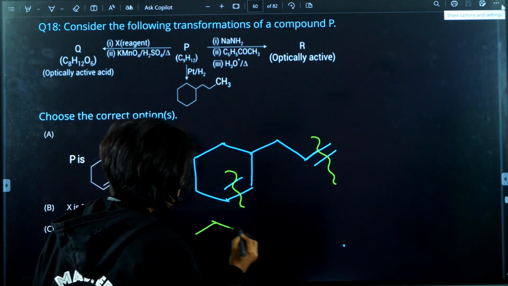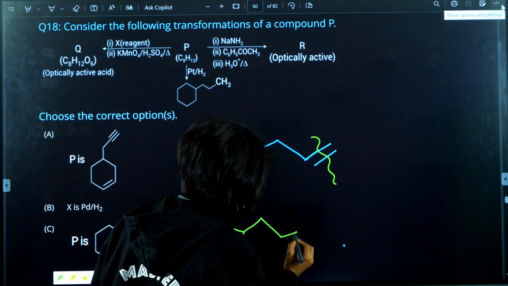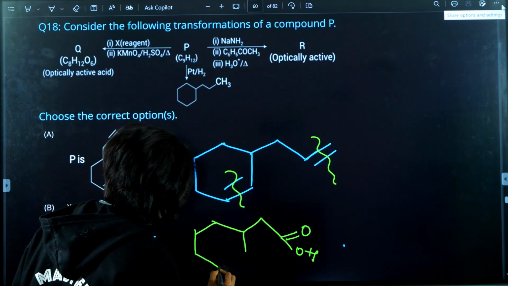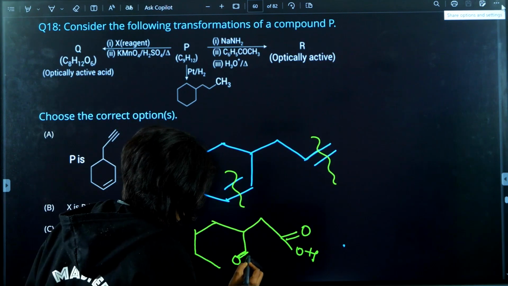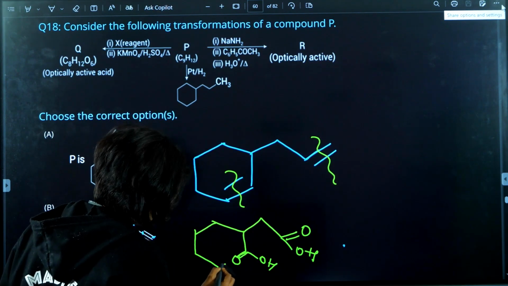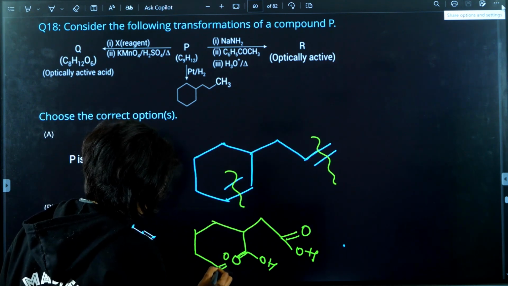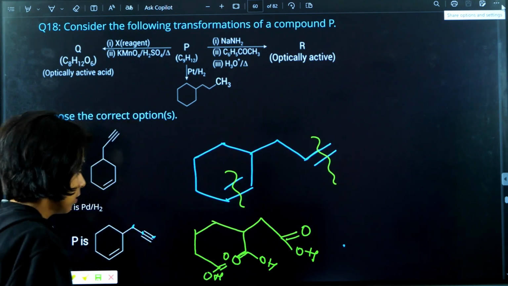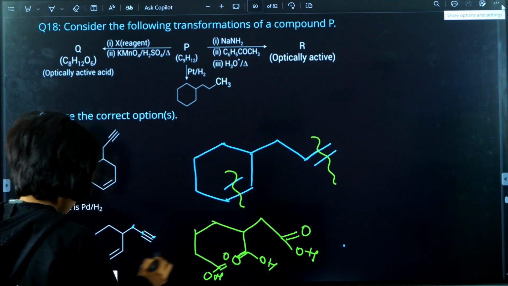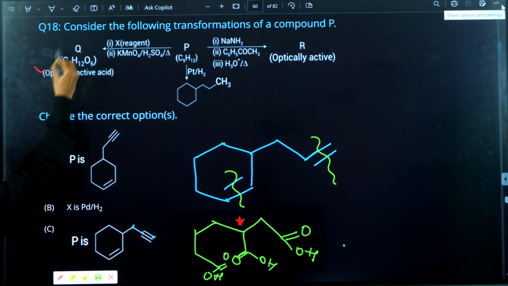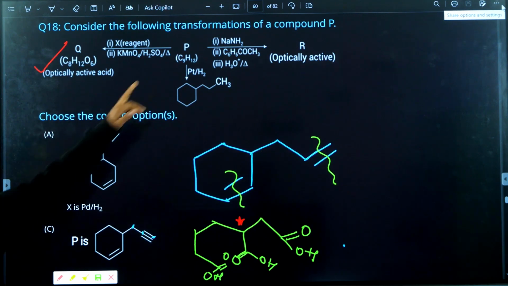What you'll get? Carboxylic acid here, and also this carboxylic acid here. Right? So now this is your chiral carbon. That means it is optically active. So yes, similarly you can check by this.